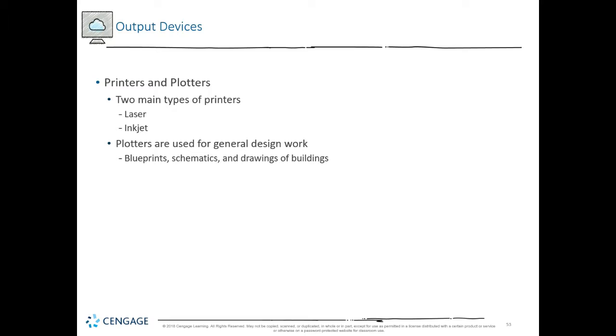Output devices: printers and plotters. The two main types of printers are laser and inkjet. Plotters are used for general design work, blueprints, schematics, and drawings of buildings.